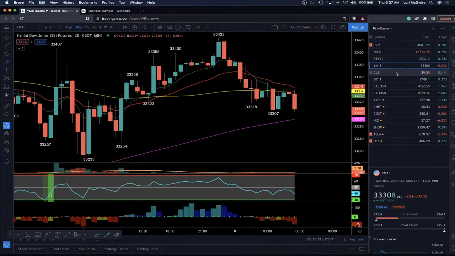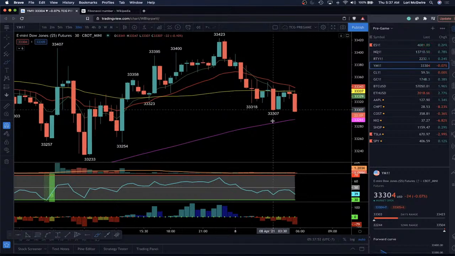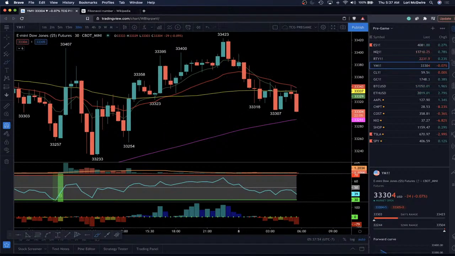So with our major Fab 4, actually, we have a little bit of a lineup. YM is slightly weaker in the shorter term than RTY. NASDAQ is our leader, and ES is right behind NASDAQ. All right, let's go look at our commodities.